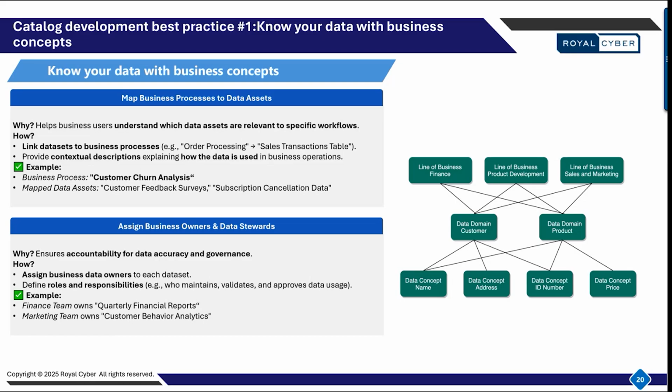Right? Another crucial step is assigning business owners and data stewards. It's the people part of data cataloging, right? So every data set should have a clear owner responsible for its accuracy, maintenance, and governance. And the finance team, for instance, right, should oversee the quarterly financial reports, while marketing teams should manage customer behavior analytics. Now, the structure of having clear ownership and clear stewardship ensures that there is accountability. It prevents data mismanagement and it enhances trust in the data being used. Right? So when data is correctly mapped and assigned, organizations then can create a well-governed, business-aligned data ecosystem that drives better decision making and operational success.